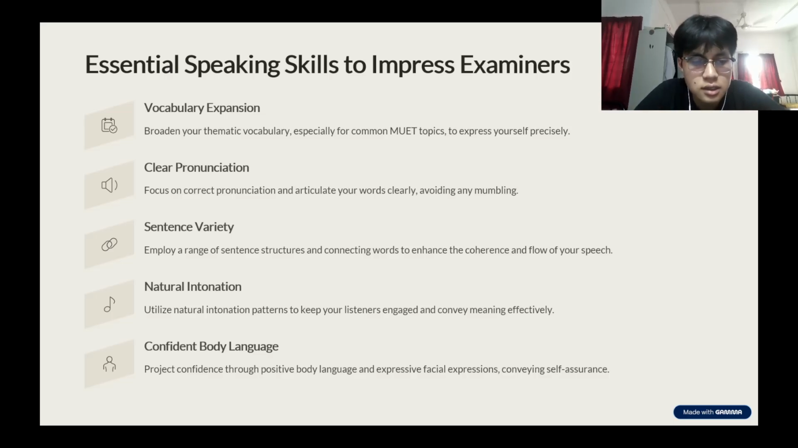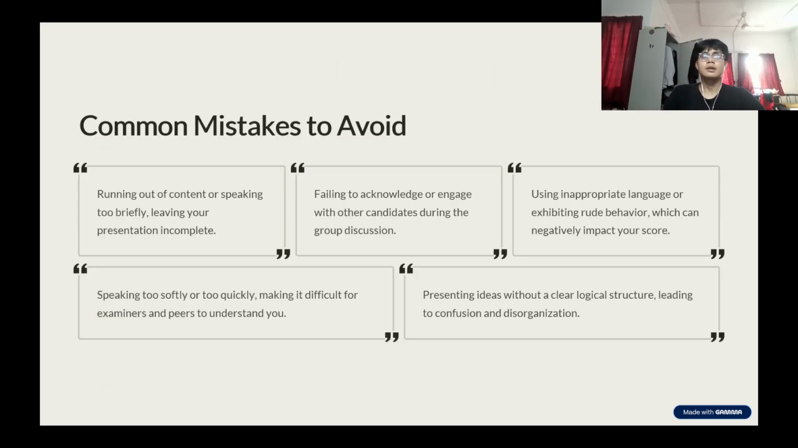And the last one is confident body language. You have to project confidence through positive body language and also expressive facial expressions to convey self assurance. Now, here are some mistakes that you can avoid during the MUET speaking test. First is running out of content or speaking too briefly, leaving your presentation incomplete. Second is failing to acknowledge or engage with other candidates during the group discussion.